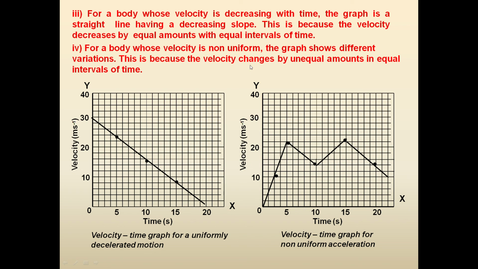And then for non-uniform acceleration, the velocity keeps on changing. It increases, then it decreases, again increases, then decreases. So you can see a zigzag line for the graph that you can see from here. The graph is having the shape of a zigzag line. So it is not a linear graph, and it doesn't have any particular shape because the velocity keeps on decreasing and increasing again and again. So this is how we can understand about different types of graphs.